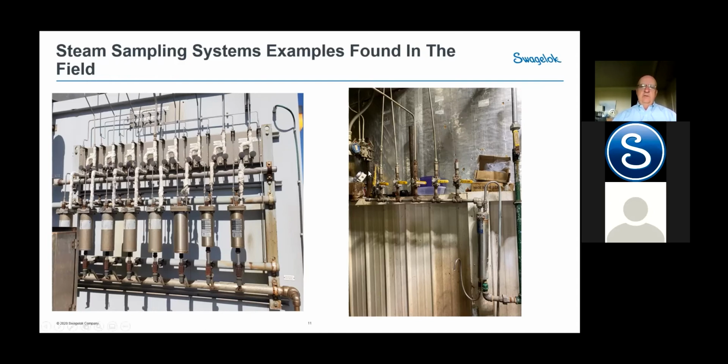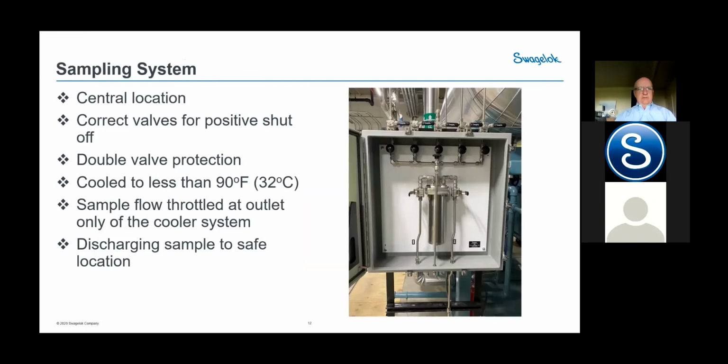The right-hand picture, again, standard ball valves, again, in code violation. And why I bring this up is, probably 90% of the plants I go into, I'm finding code violations with valves. You have to have pressure ratings for the maximum pressure and temperature. Again, simple sampling system, central location, correct valves for positive shutoff. Okay, valves have to shut off.